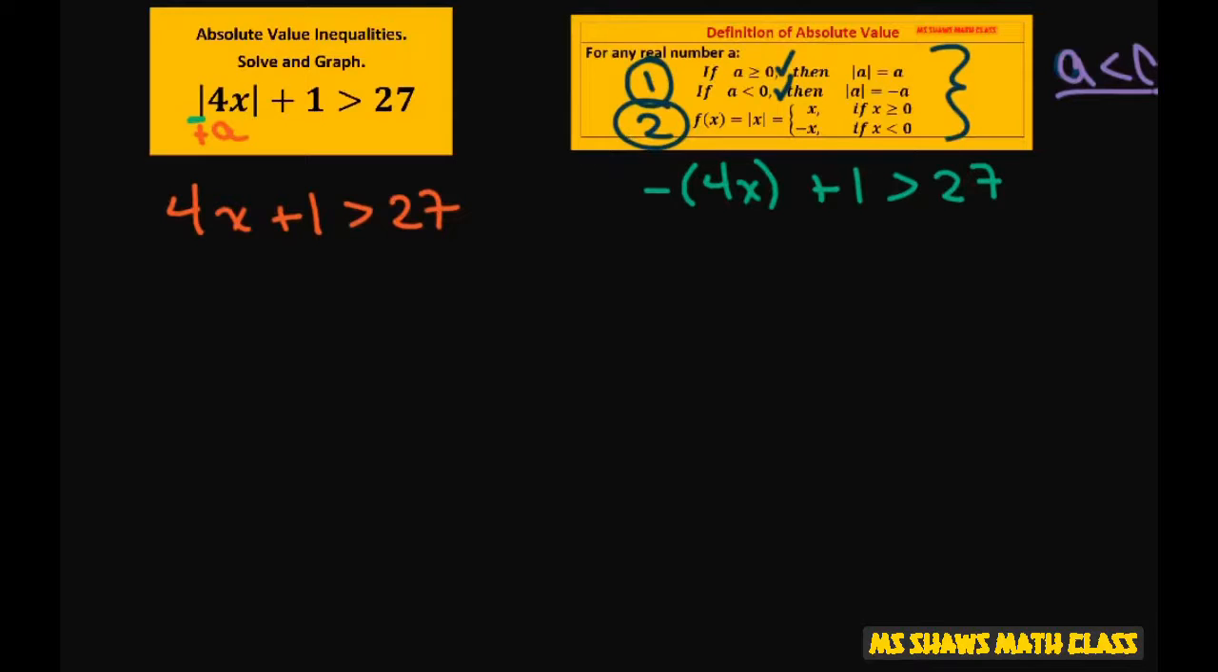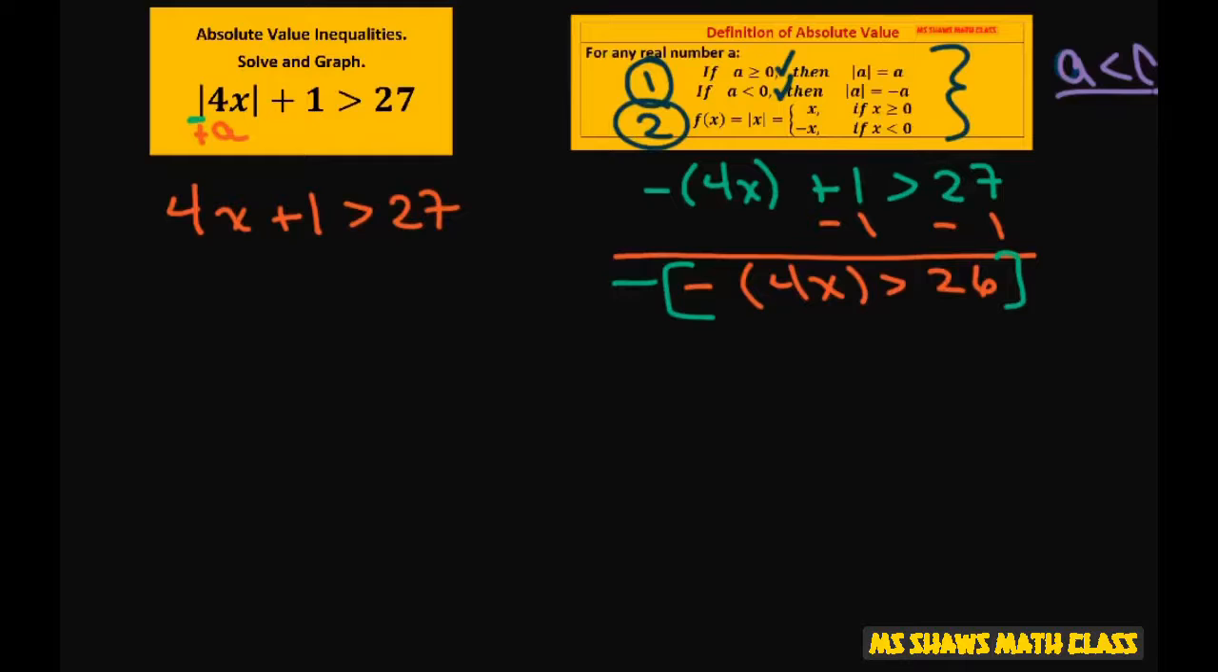All right. And what I would like to do first for this one is go ahead and subtract that 1. We could have done that earlier. So you have negative 4x is greater than 26. And then what you're going to want to do is negate this whole thing. And that's going to give you 4x. And once you negate this, you have to flip it. And then the negate 26 is going to be negative 26.